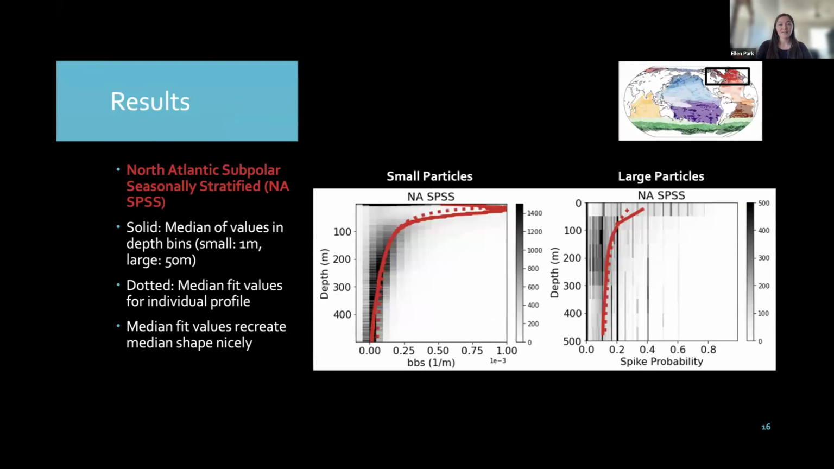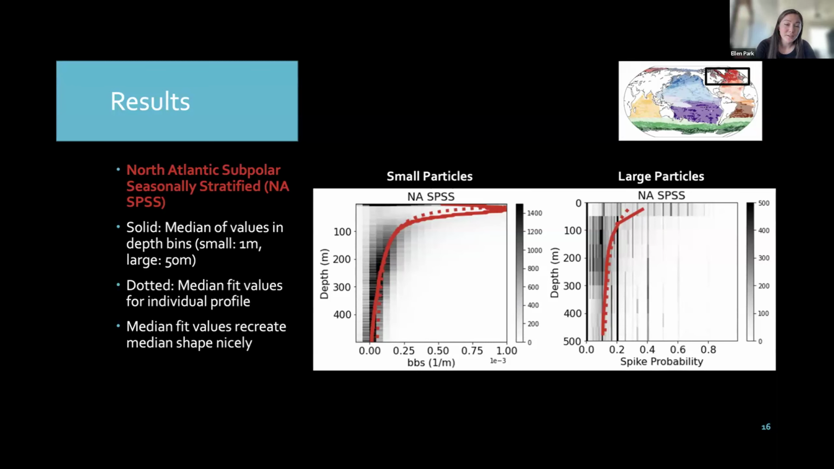And so now we can look at some of the results. And before showing you what this looks like for all the ocean and all the biomes, we're going to break it down to one biome first. So here we're looking at the North Atlantic subpolar seasonally stratified, which is in red and highlighted in this black box in the upper right-hand corner. So here we have on the left the small particles, and on the right, the large particles. The background is a histogram of all of the measurements in the biome, binned by depth, with 1 meter depth bins for the small particles and 50-meter depth bins for the large particles.